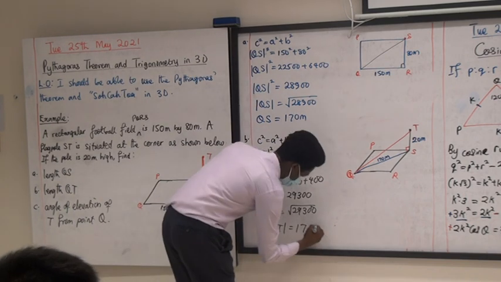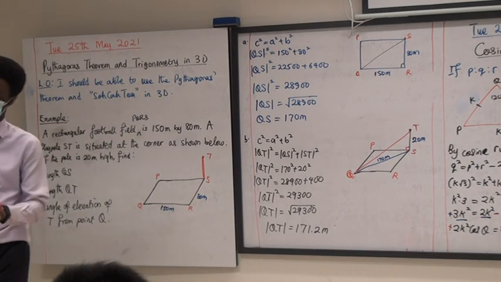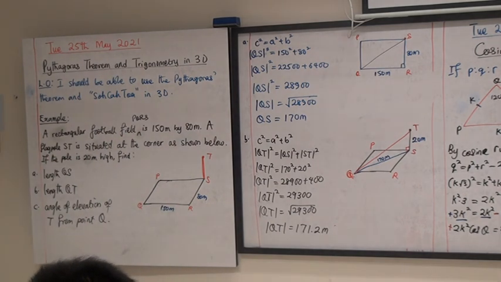Let's say 1 decimal place, please. Of course, the exam will be specified. If not specified, give 3 significant figures yourself, please. So that's the second. The third one says the angle of elevation.